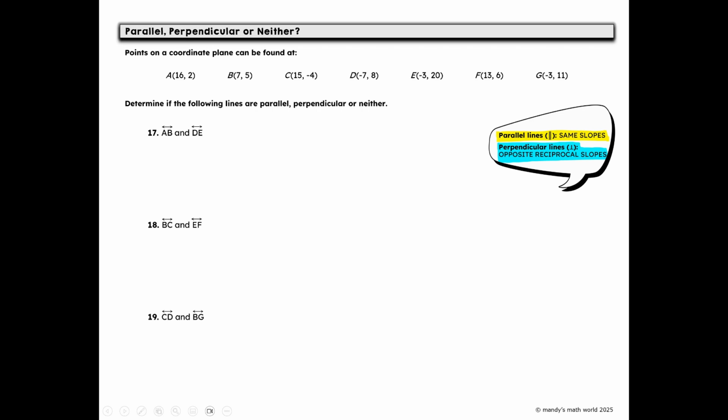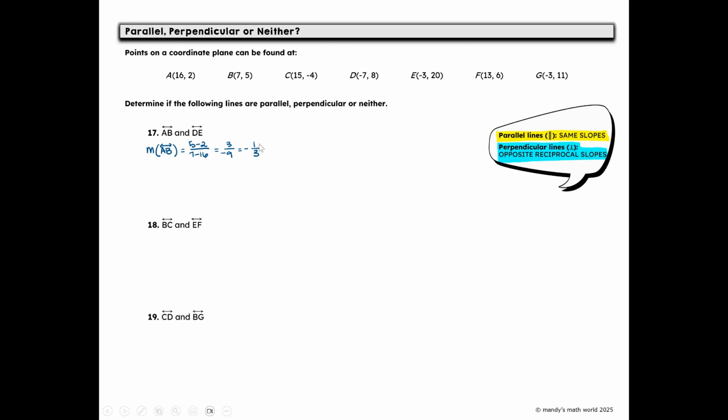So number 17, we need to decide line AB and line DE, if they're parallel, perpendicular, or neither. So first, let's look at line AB, and I'm going to write everything down at once. The slope of line AB, I'm looking here, is 5 minus 2 over 7 minus 16, which simplifies to 3 over negative 9, which simplifies to negative 1/3.